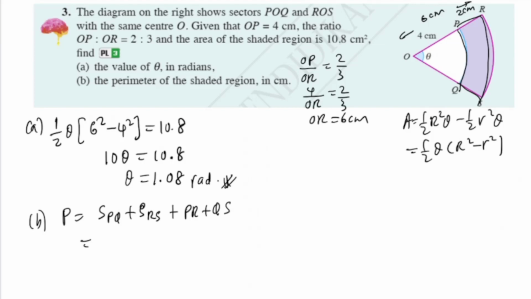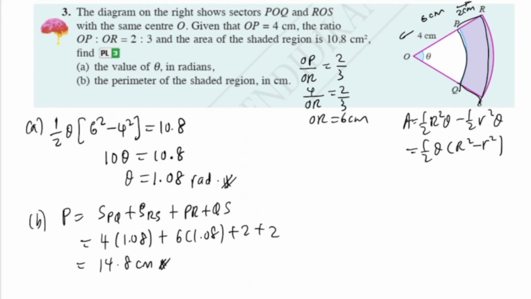Your radius is now 6, your theta is 1.08. The other one, RS is bigger and PQ is smaller. PQ is 4, RS is 6, so I'm going to write 4 here. This is for your reference, but you don't really need to write the first line, you can just write the second line straight away: 4 times 1.08, plus 6 times 1.08, plus 2, plus 2. Use your calculator, calculate in one shot, 14.8 cm.